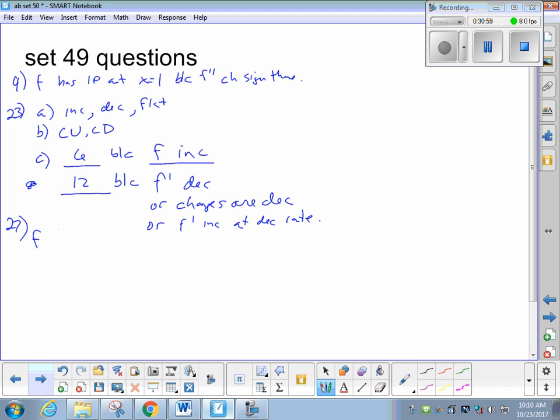And then 27 is f has inflection points at x equals 0 and 2, because f double prime changes sign there.